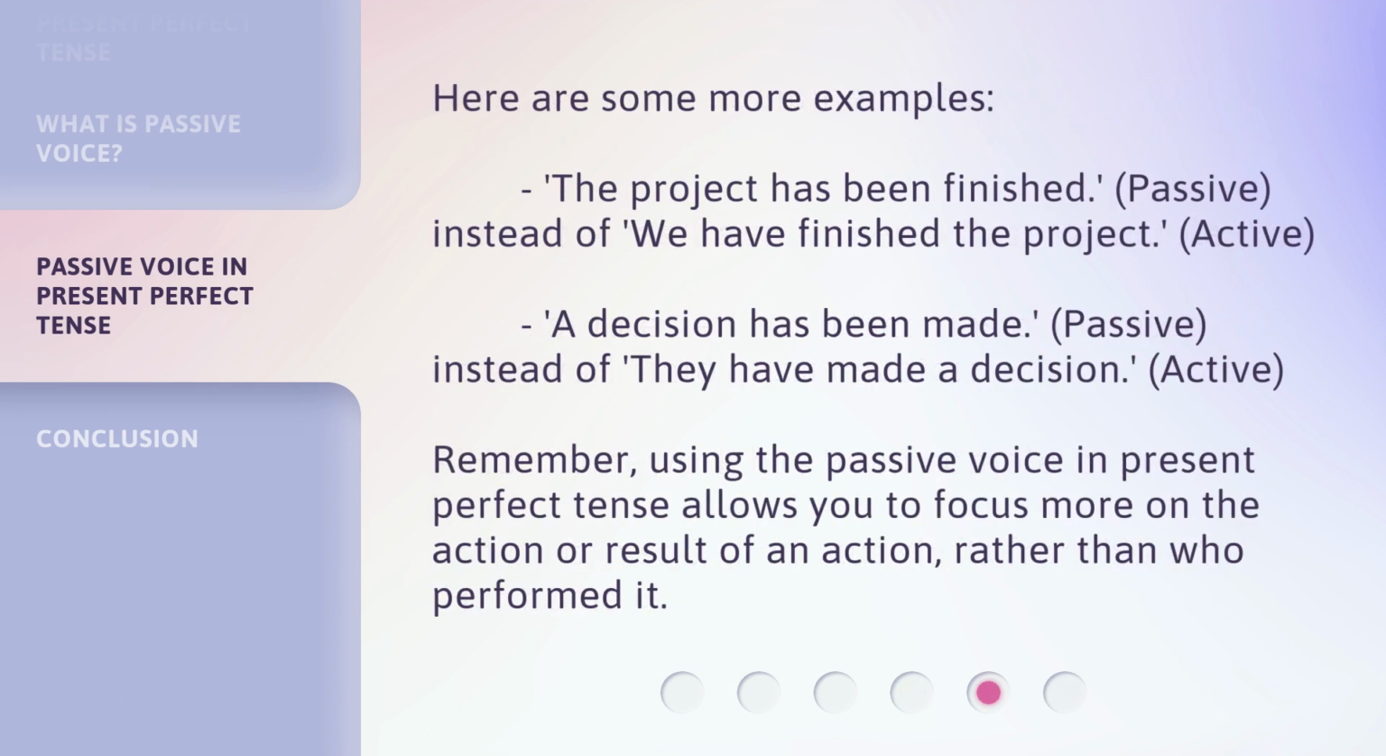Here are some more examples. The project has been finished. Passive, instead of "we have finished the project." Active. A decision has been made. Passive, instead of "they have made a decision." Active. Remember, using the passive voice in present perfect tense allows you to focus more on the action or result of an action, rather than who performed it.